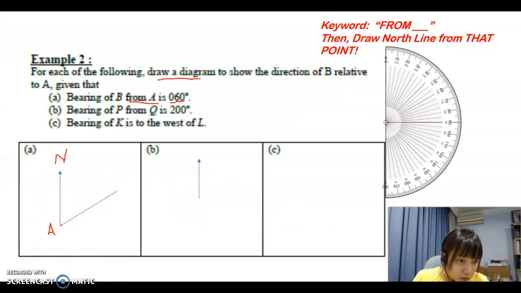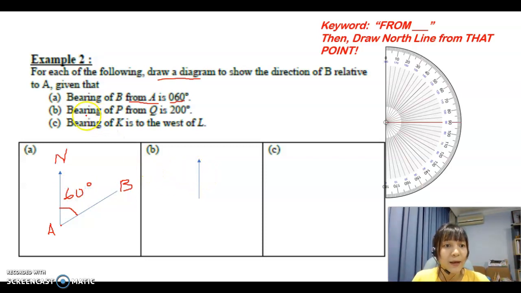We know this is our B. B can be any length, as long as it's in this direction. You can draw a shorter line here and write B here, or a long line and B is here. They didn't ask you about the distance, they only ask you about the angle. This is 60 degrees.